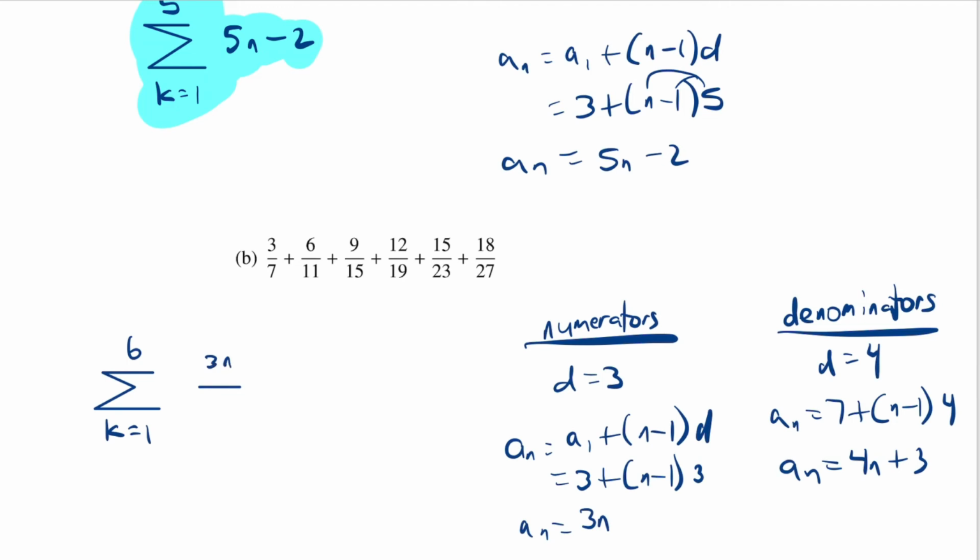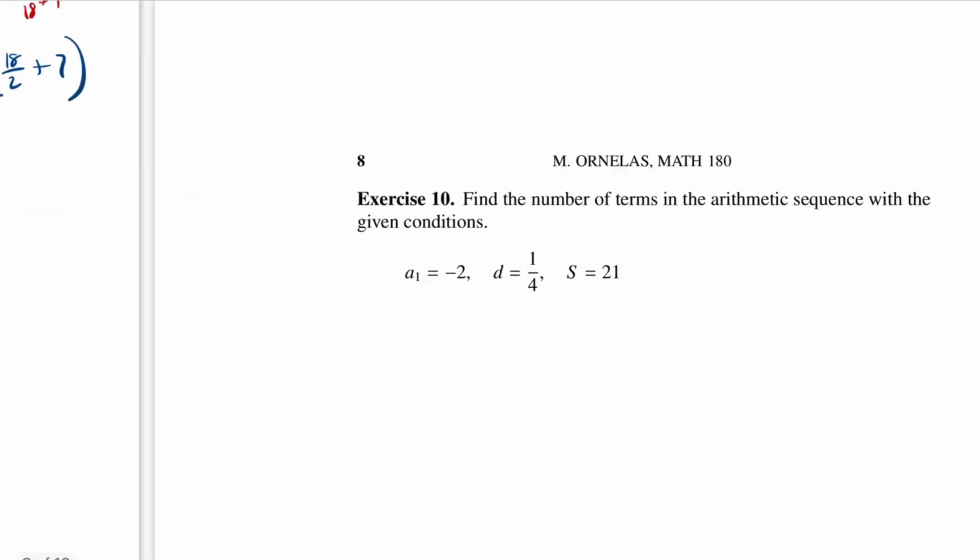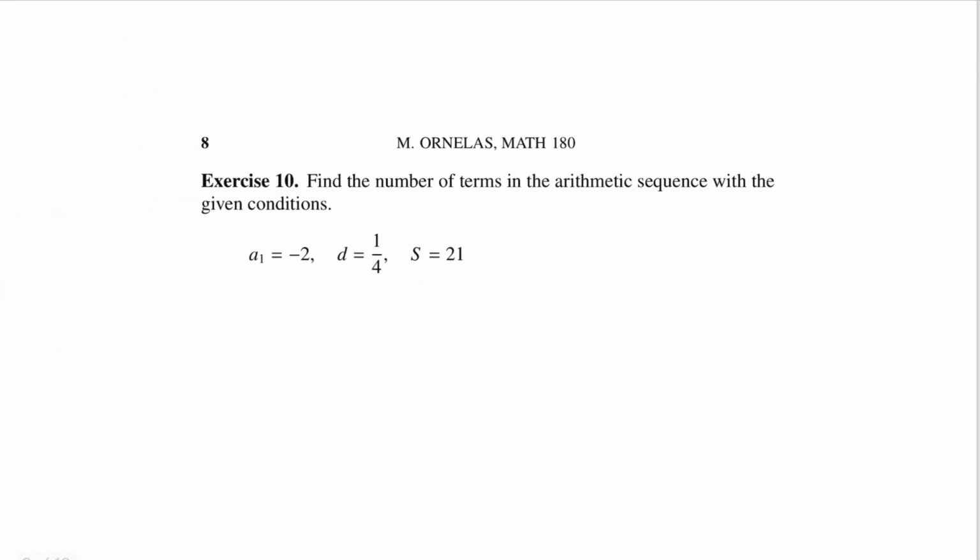Okay, the next problem, it says, find the number of terms in the arithmetic sequence with the given conditions. So when they ask you to find the number of terms, that means you're looking for n. All right, so let's write this out. The formula, if you recall, is given by, I'll just copy and paste it, make it easier on us.